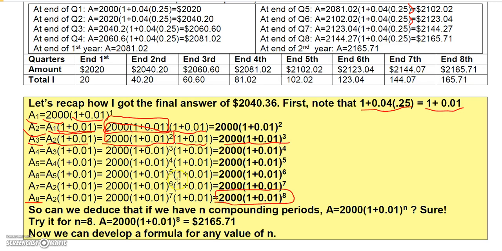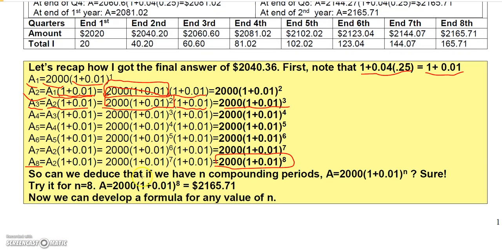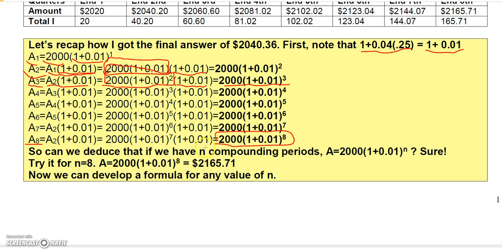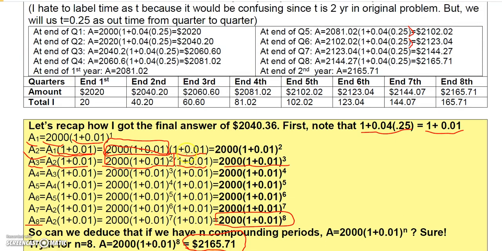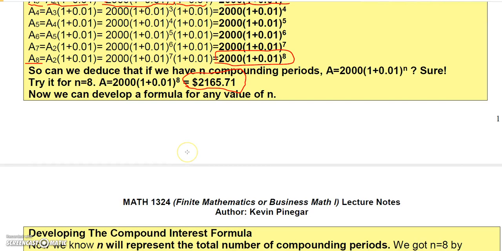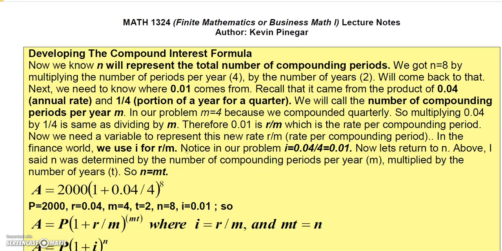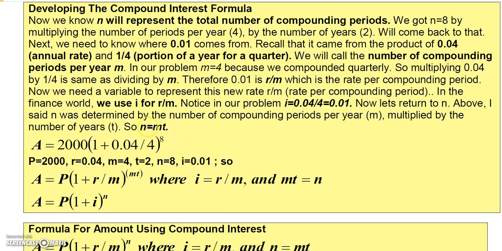So actually there's a formula developing here, and if you actually put in this formula 2,000 times 1.01 to the 8th power, you do get the 2165.71 that I got up there in the answer when I did it the long way. So this actually develops a formula. Let's take a look at what gets developed here.